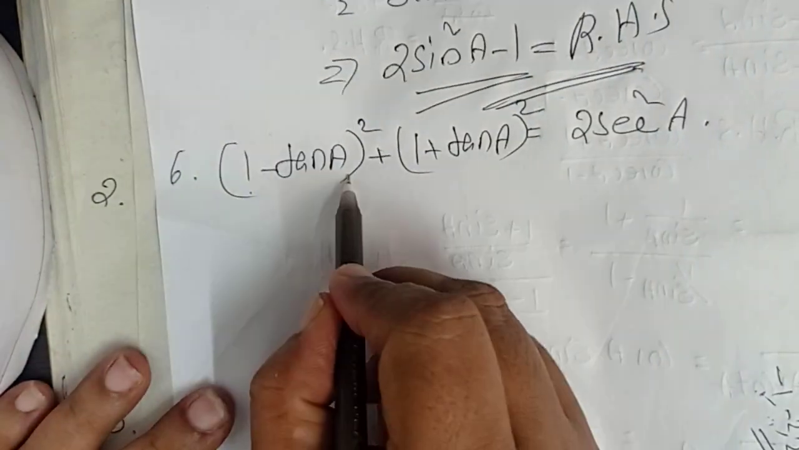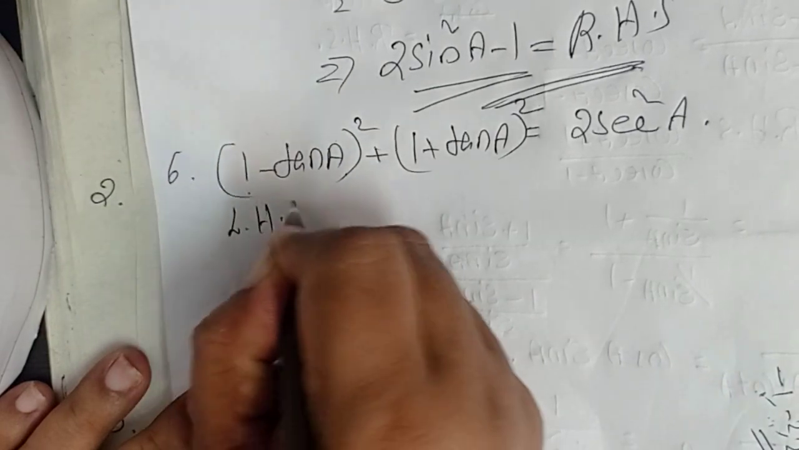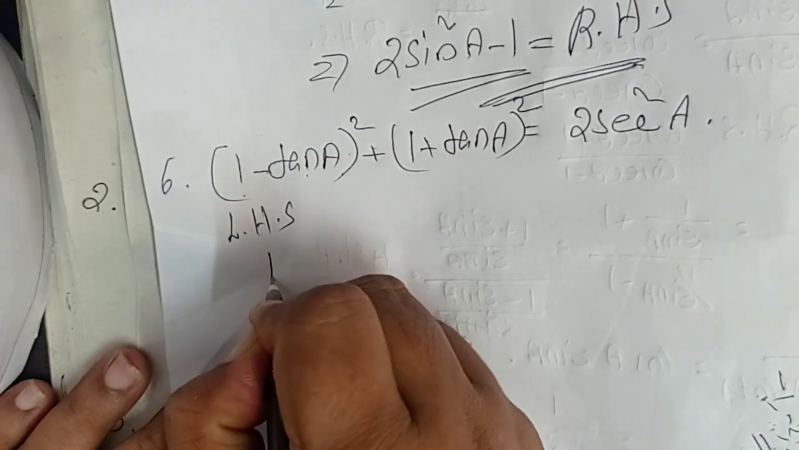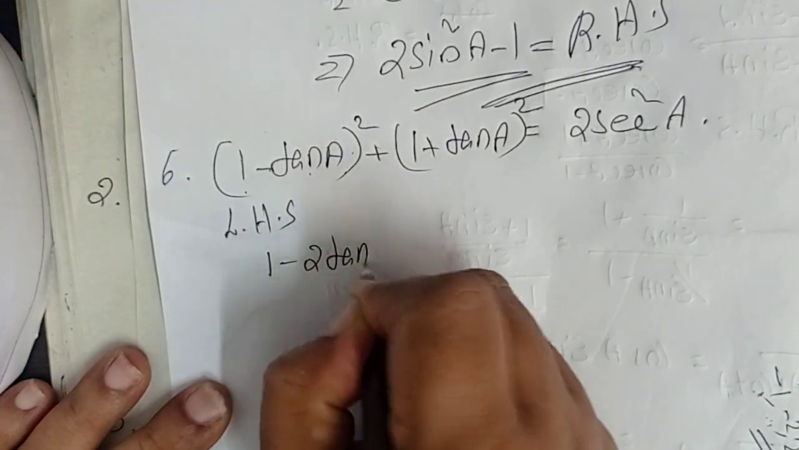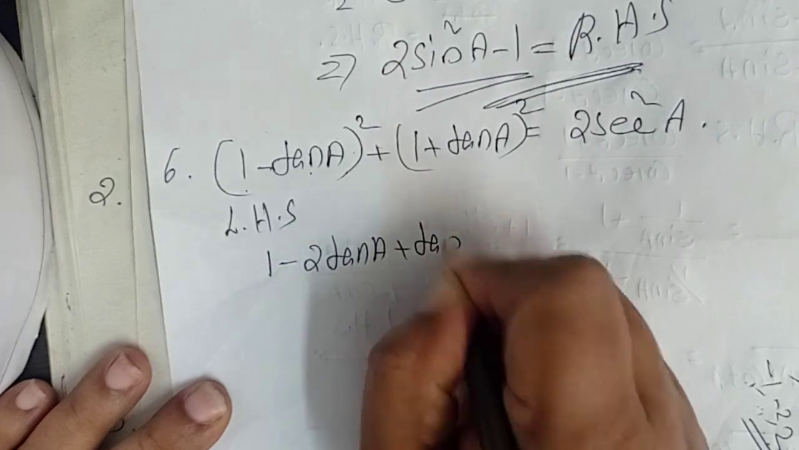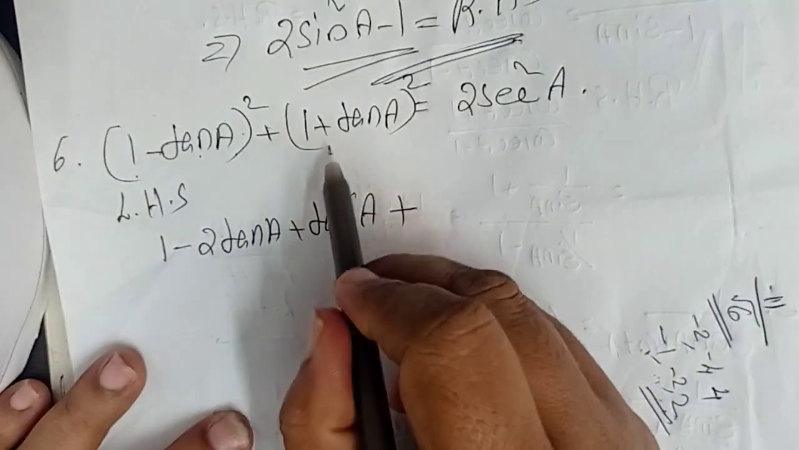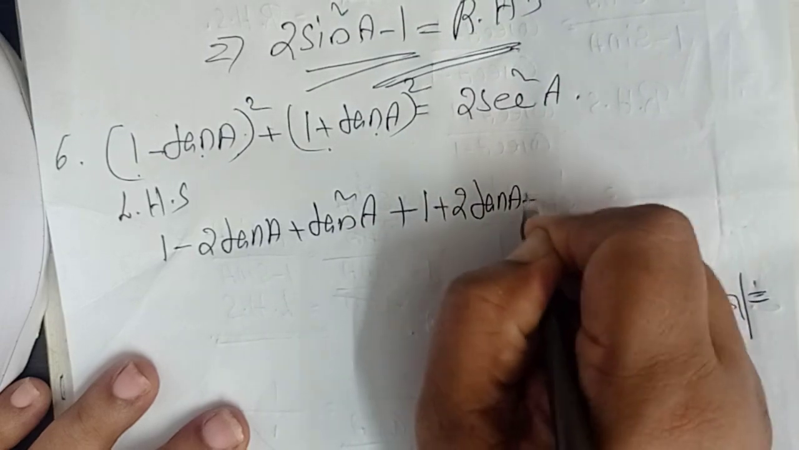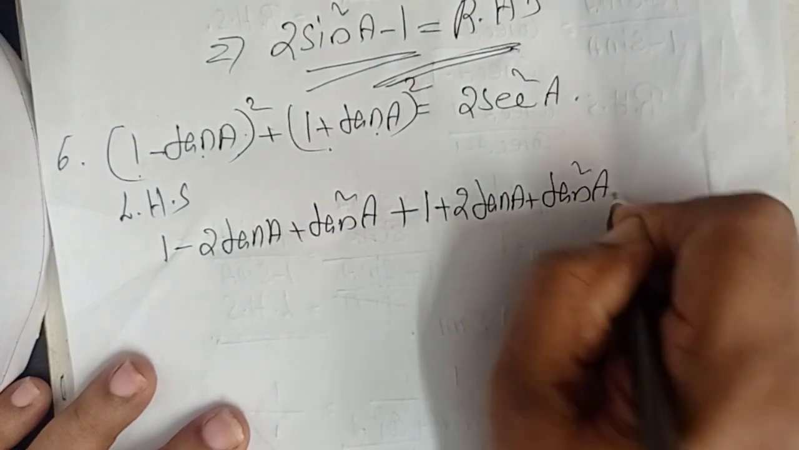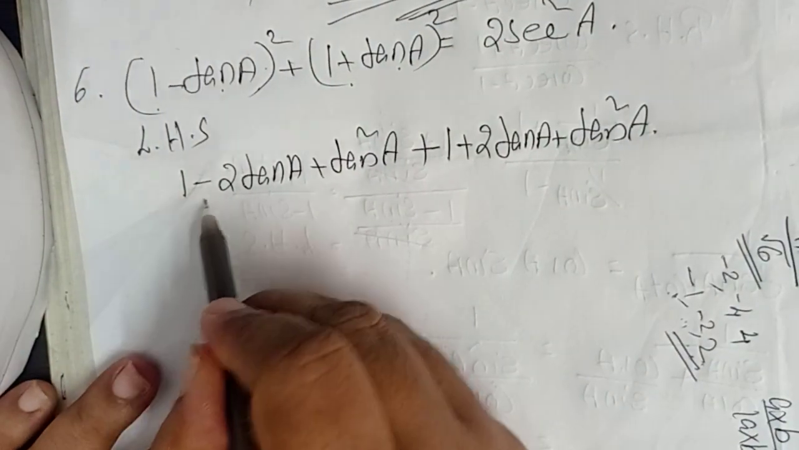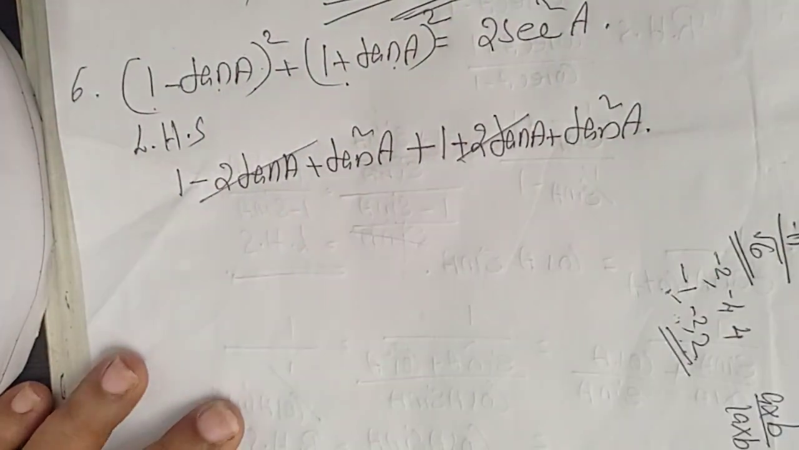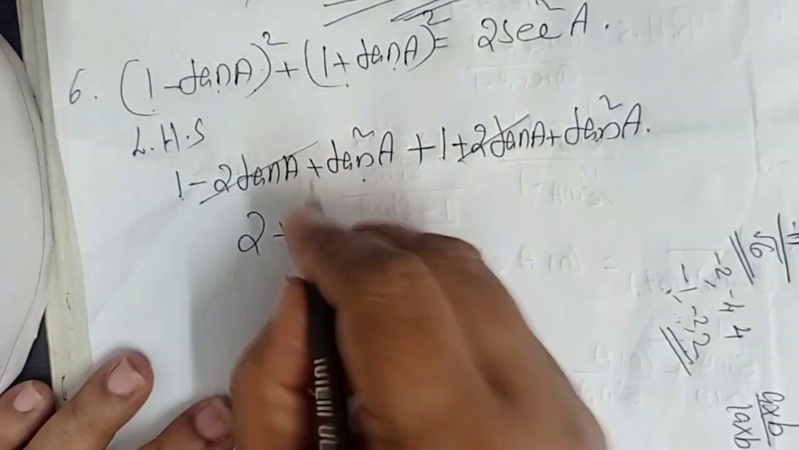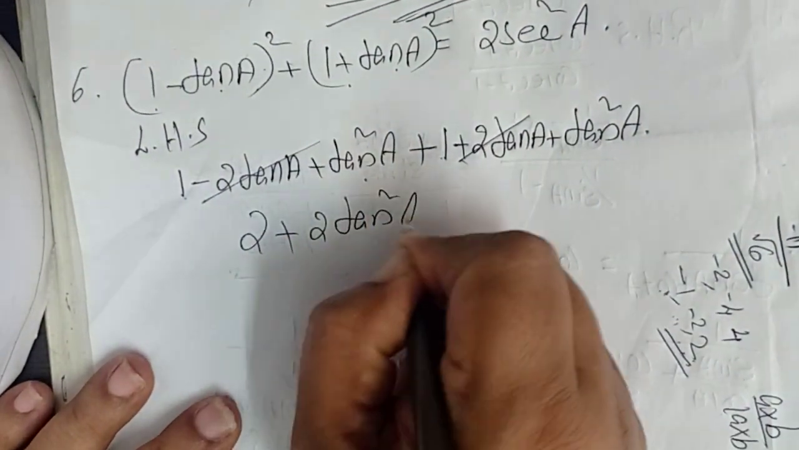What is (a minus b) the whole square? Always write that LHS, copy that LHS once again. (1 minus tan a) the whole square is 1 minus 2 tan a plus tan square a. Plus, what is (1 plus tan a) the whole square? 1 plus 2 tan a plus tan square a. (a plus b) the whole square and (a minus b) the whole square. Minus 2 tan a plus 2 tan a cancel. 1 plus 1 is 2, plus tan square a plus tan square a is 2 tan square a.